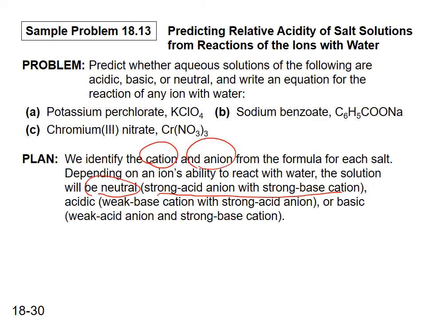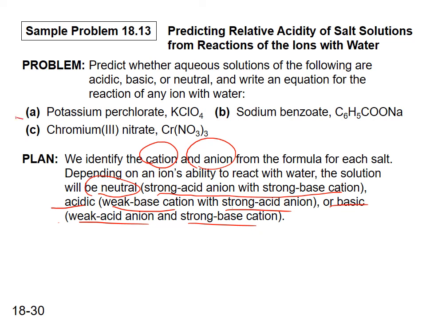If one is strong and one is weak, for example, if the cation is weak and the anion is strong, then the salt is acidic. If the anion is weak and the cation is strong, the salt is basic.